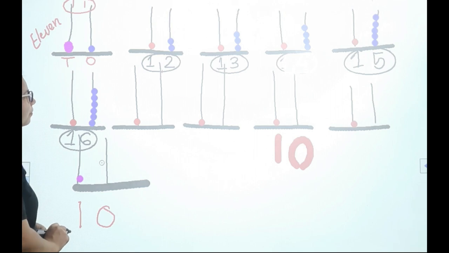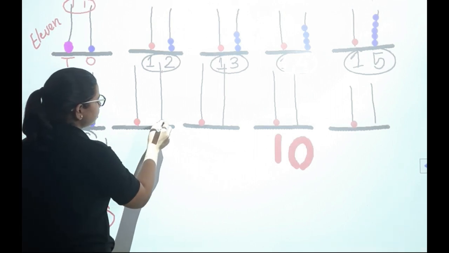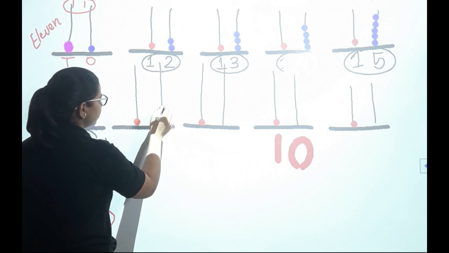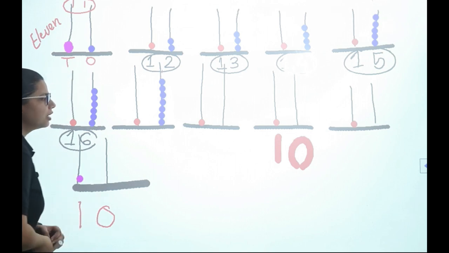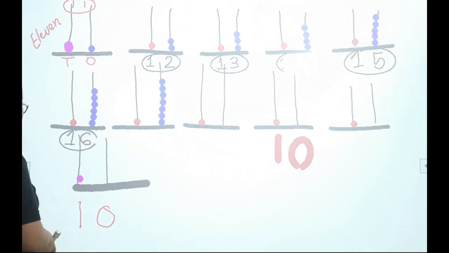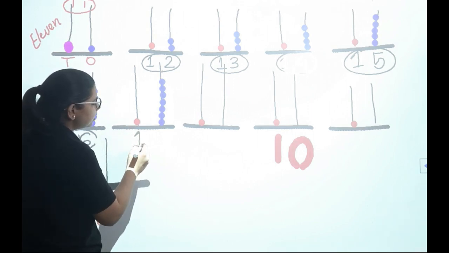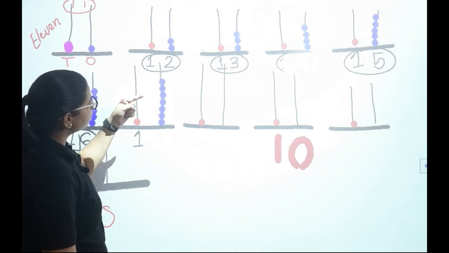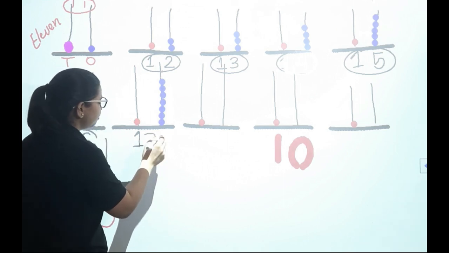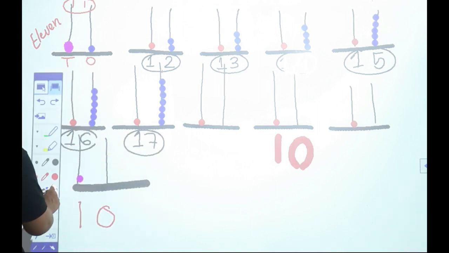Right, bacha? Okay, let's do similarly. 1 tens. 1, 2, 3, 4, 5, 6, 7. Now tell me what number is this? Let's count and tell me. This is 1 tens and 7 ones. That means 17. Okay, 17. Next.